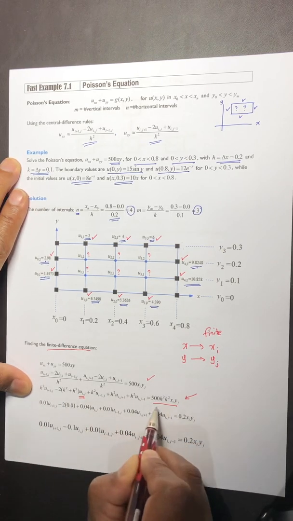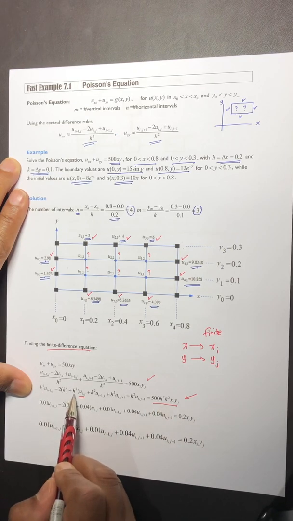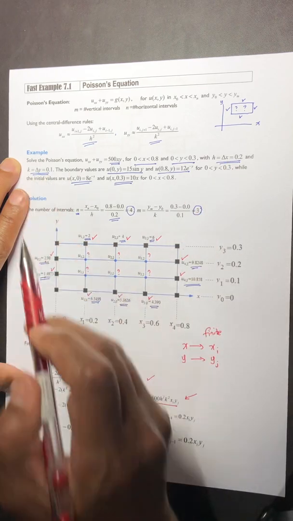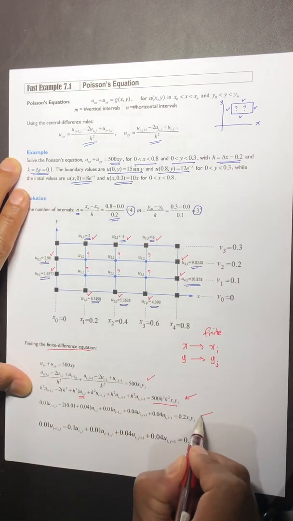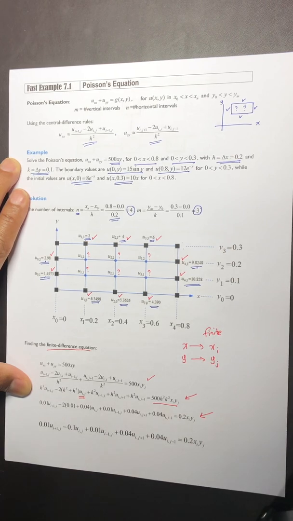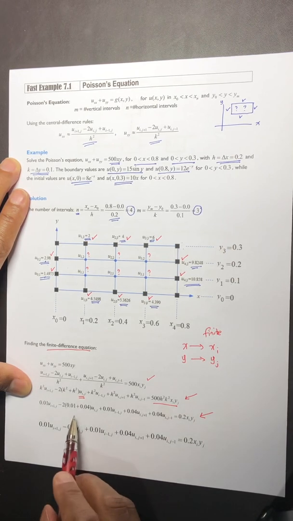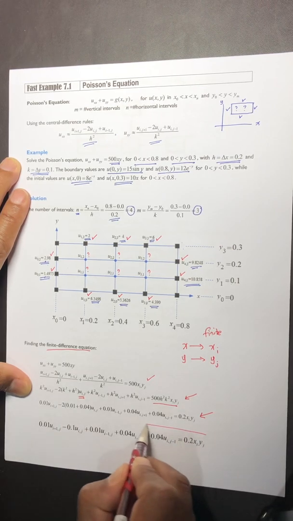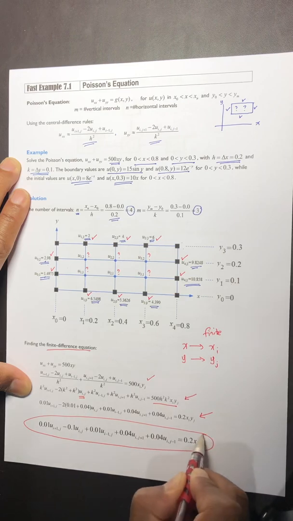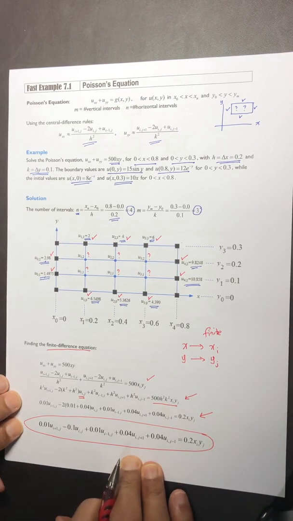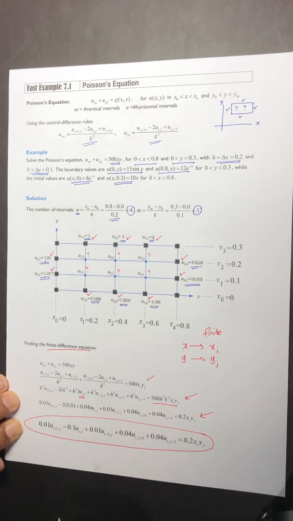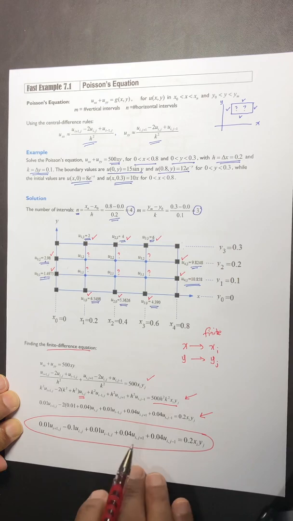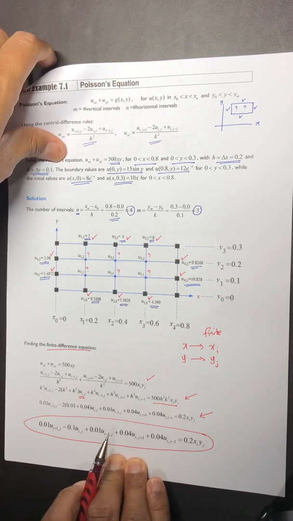Once we have this, put in the values of h and k. h is 0.2, k is 0.1. Put them here. This is what we get. Then finally do this arithmetic, so we get the finite difference formula, which is this one here. This is the finite difference formula that we need very badly in order to reduce this problem into a system of linear equations. That will be on the next page.